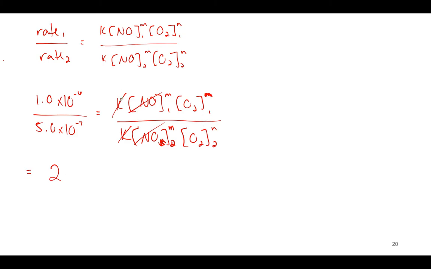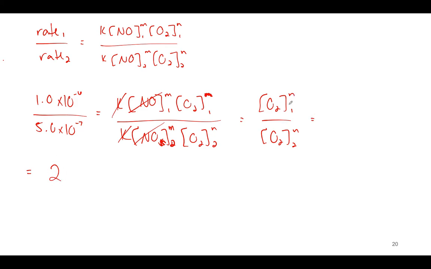In other words, the rate constant is the same between trials 1 and 2. The concentration of nitrogen monoxide remained the same between trials 1 and 2. The only thing that's different is the concentration of our oxygen. Now, this allows us to calculate specifically how the concentration of oxygen halved our reaction rate, again giving us this value of 2.